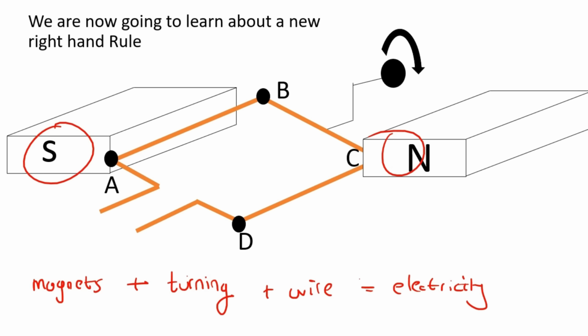Okay, so what the right hand rule helps us to do is it looks at the direction of the magnets and it looks at the direction of the turning, and then it helps us to work out the direction of the electrical flow. It helps us to work out if the electricity is going to flow this way and this way, or is it maybe going to go this way and this way. That's what the right hand rule helps with.